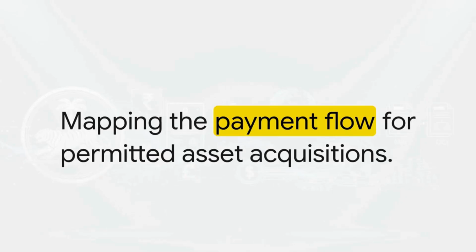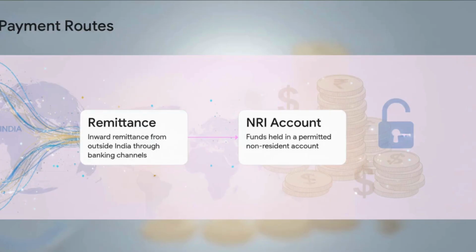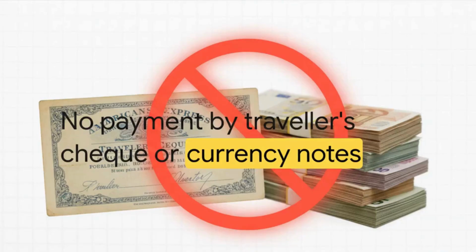Next up, we have to map out the mandatory payment flow for permitted asset acquisitions. Funds must arrive via an inward banking remittance or from an approved non-resident account. Keep in mind, paying by traveler's checks or foreign currency notes is strictly prohibited.